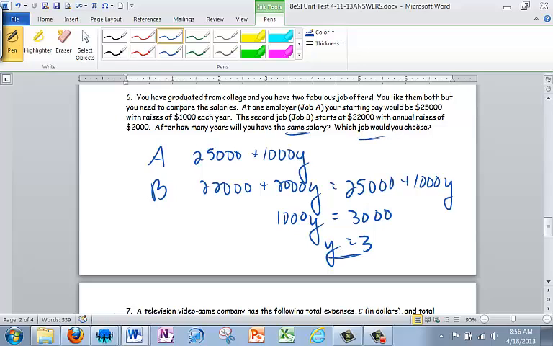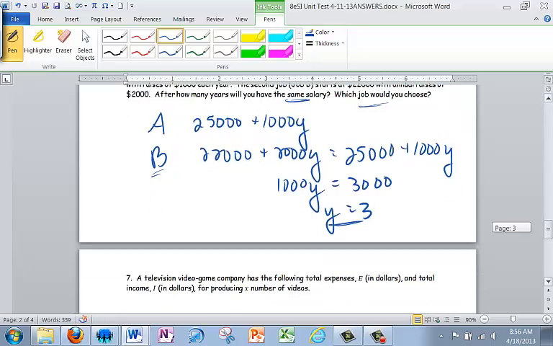I think most of you said that you would take job B, because after 3 years you'd be making more than job A. But if you were only going to stay for 3 years, it might make sense to only do job A. It's a judgment call.